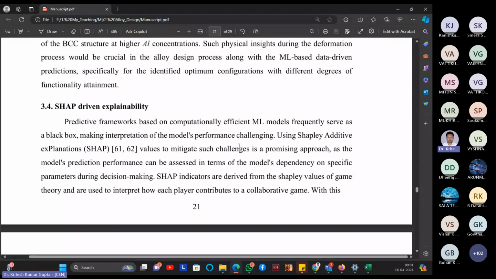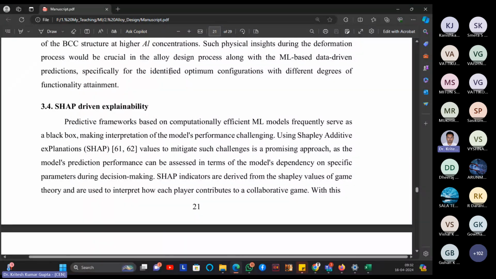Okay, so SHAP is actually... I will just give you one example. If you have a team, right, and that team is playing some game. Now if that game is to be won, the contribution of each individual player of the team has to be taken into picture, right? If you want to predict whether the team is going to win or not. Similarly, SHAP analysis is actually based on game theory, where an individual feature is considered as a player in a game, and while predicting, it is assessed how each individual feature is making a difference in the prediction.